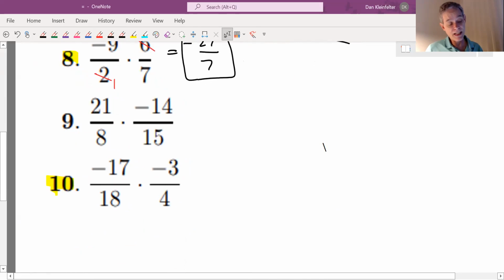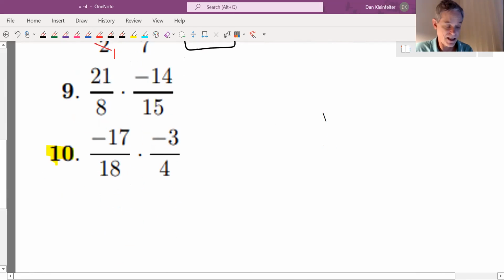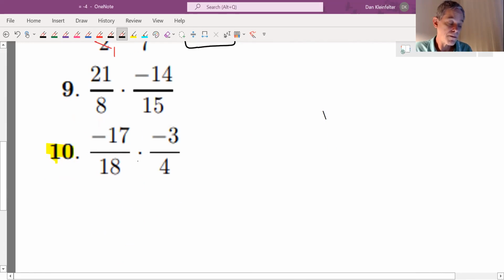Let's do number 10, and then if we feel like it, we'll go back and do number 9. For number 10, I can see that with the negative 3 and the 18, there's a common factor of 3, which can be divided out. Negative 3 divided by 3 is negative 1, and 18 divided by 3 is 6. It doesn't look like there's anything else that can be done. So multiplying across, negative 17 times negative 1 is positive 17, and down below, 6 times 4 is 24.